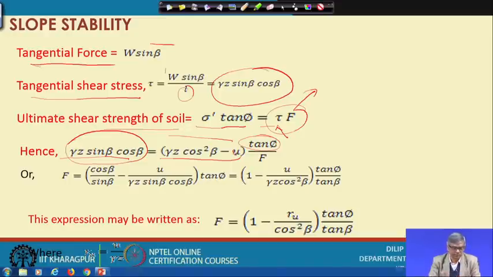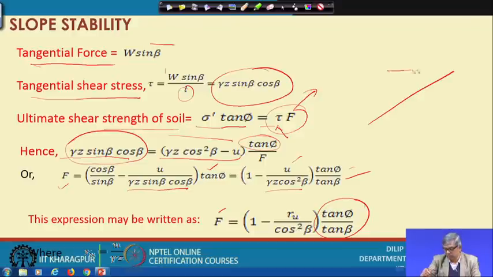Similar way, if I use this, then your factor of safety equation reduces to cos beta by sin beta minus U by gamma z sin beta cos beta into tan phi, and if I simplify further, 1 minus U by gamma z cos square beta tan phi by tan beta, and equal to F multiplied by 1 minus R U by cos square beta. So, tan phi by tan beta. You can see when it was a dry slope or submerged slope, if the water table is here or water table is here, if it is here it is dry, if it is submerged, in that case you had a factor of safety equal to this.